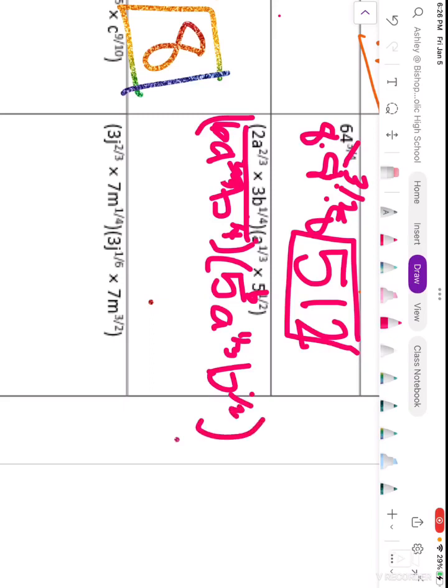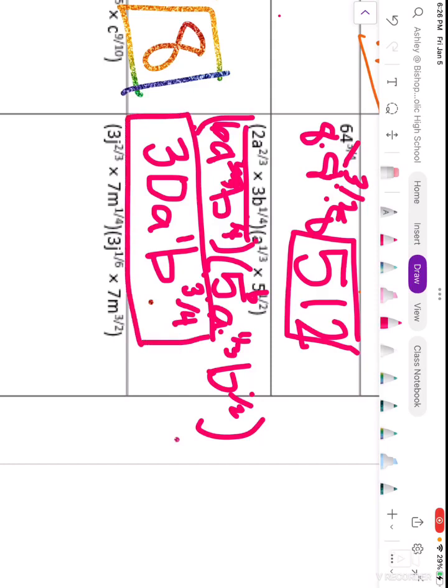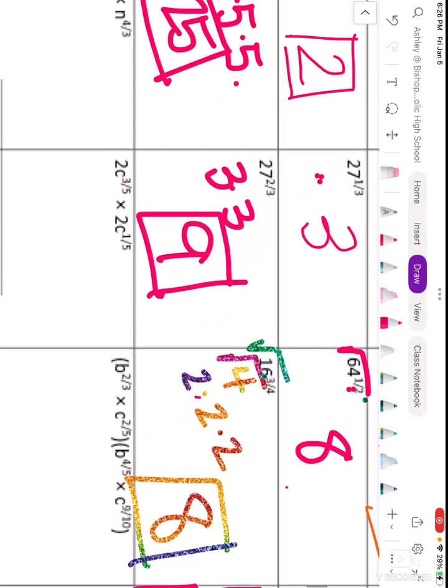Now we can multiply these together. 6 times 5 is 30. 2/3 plus 1/3 is just 1, so a to the 1. 1/4 plus 1/2 is 3/4. So 30a, b to the 3/4.